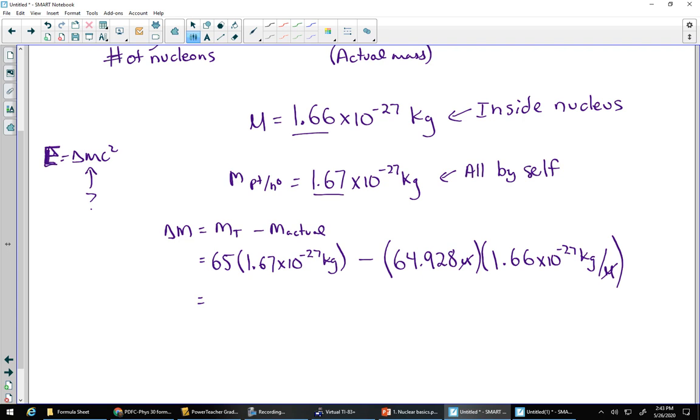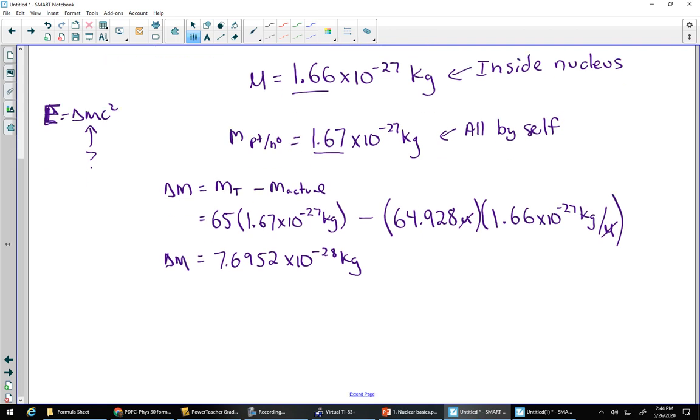All right, so take a moment, plug that into your calculators. Remember, you don't want to round this till the very, very end. What we should end up with is 7.6952 times 10 to the power of negative 28 kilograms. Awesome. So we've got our mass defect.